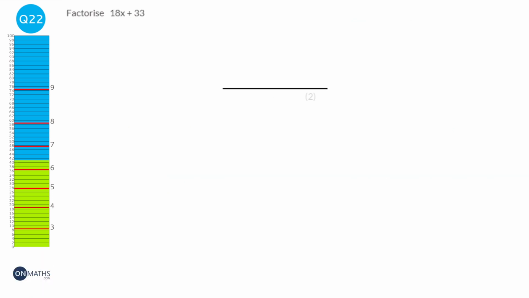Factorising is the opposite of expanding. So instead of multiplying something out of a bracket, we're putting it in a bracket. I'm going to start just by putting the bracket down. And we're going to ask ourselves, what number can we divide out of 18 and 33? And we need the biggest number we can divide out of both of them. So we're essentially looking for its highest common factor. So 18 and 33, that would be 3.